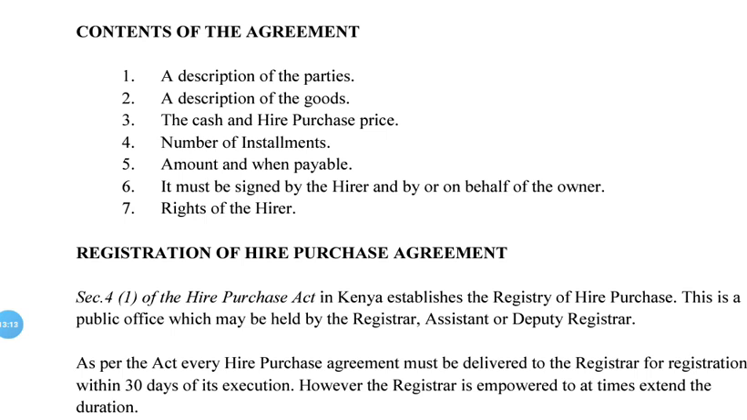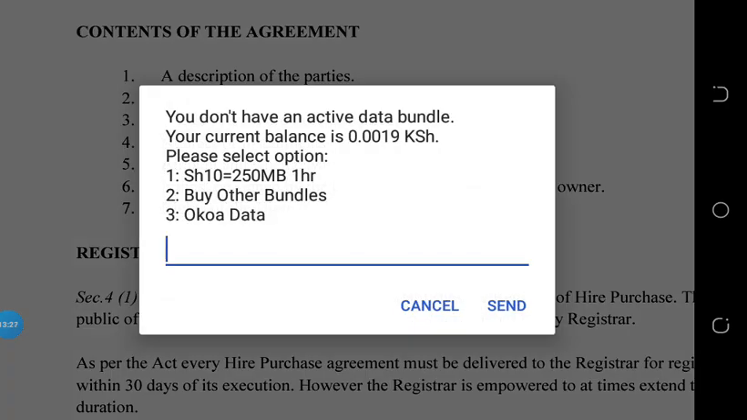Then another one, the cash and the hire purchase price. The cash and the hire purchase price are also required to be there in the document of the contract, or the contract document.